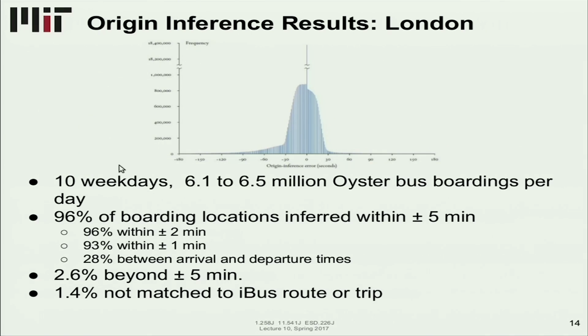Looking at 10 weekdays, Oyster is the AFC system in London. And so 96% of boarding locations were inferred within plus or minus 5 minutes. And that was one of the thresholds they looked at. 28% were exactly between the reported arrival and departure. So some tolerance before the arrival and after the departure from each stop was needed to infer a large portion of these. All right? Simple, right?